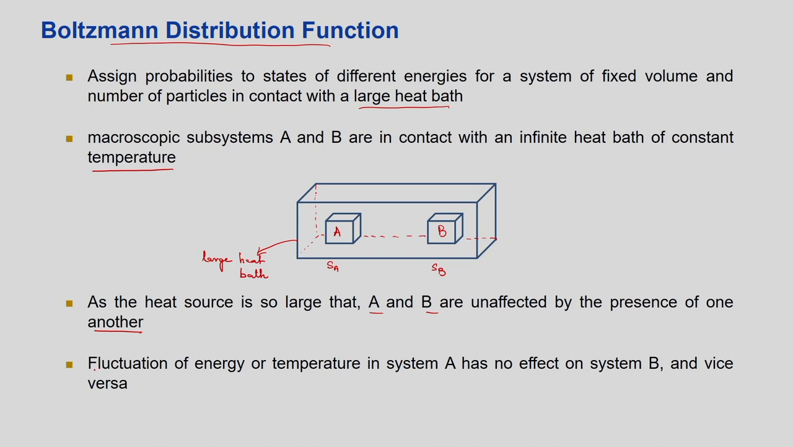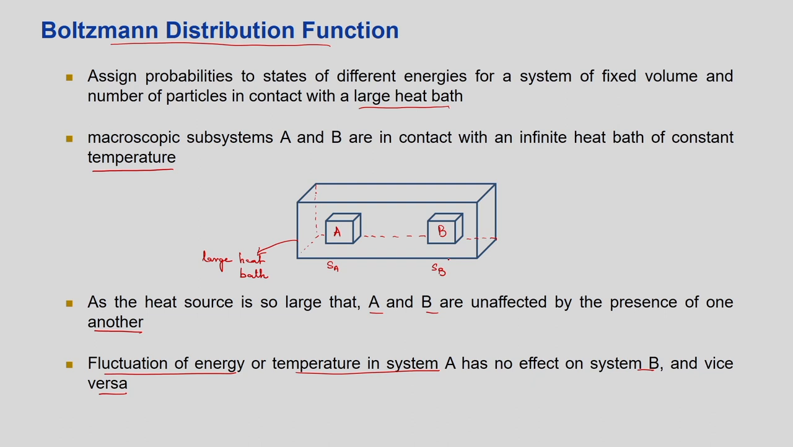Quantitatively, we can write this as: a fluctuation of energy or temperature in system A has no effect on system B, and vice versa. If there is any fluctuation in energy in system A, it does not change the energy of system B, and if there is a fluctuation in temperature of B, it does not change anything in system A. Okay?